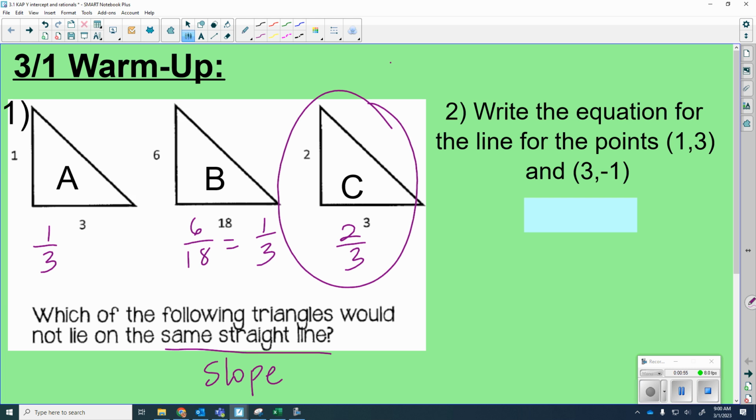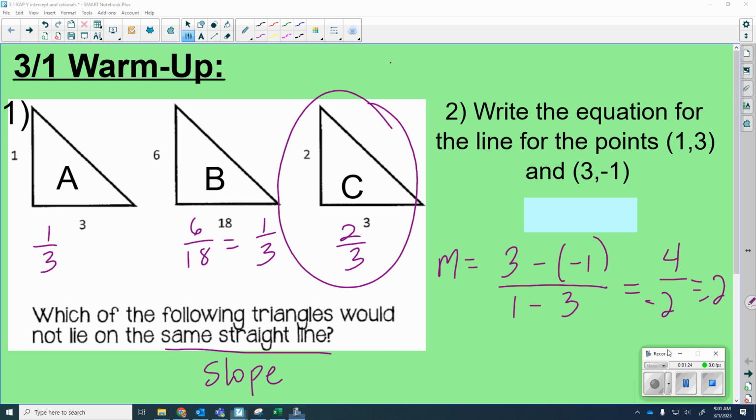Well, hopefully, everybody should have found the slope the same way, correct? So let's do the slope. Tell me what to write. So 3 minus -1 over 1 minus 3. So 3 minus -1 would be 4, and then 1 minus 3 would be -2, and that simplifies to what?